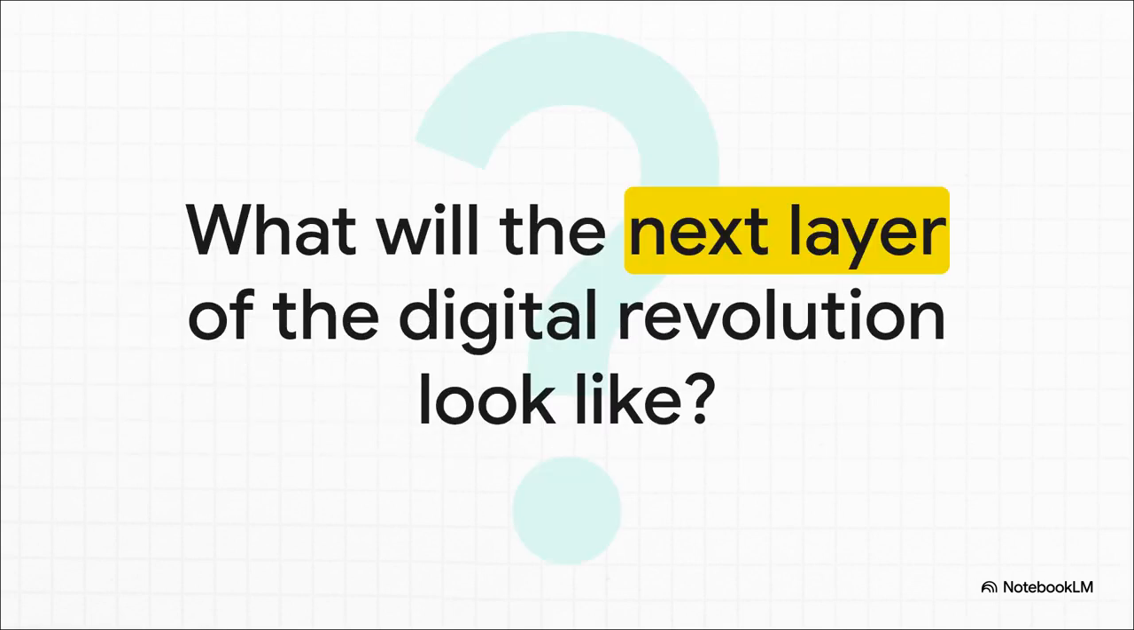So, we've seen how our digital world is built up in these incredible layers, from a simple on or off switch, a single bit, all the way to a file that lives on a global network of computers. It's been an incredible journey of innovation. And that leaves us with one last big thought. What's next? What will the next layer of this digital revolution even look like?